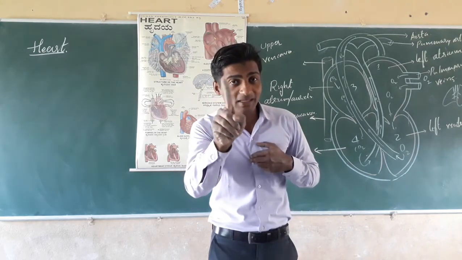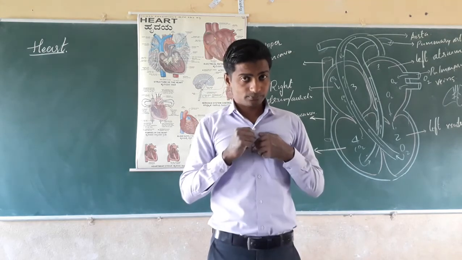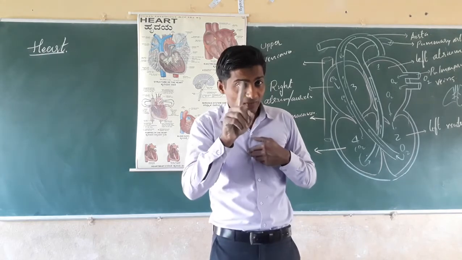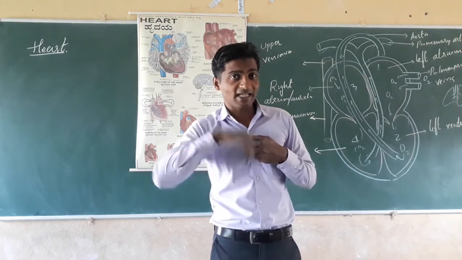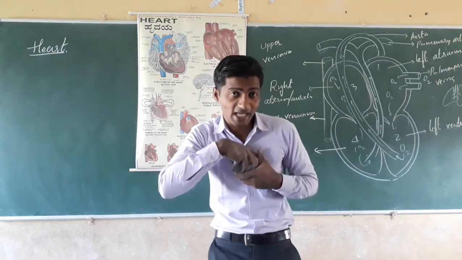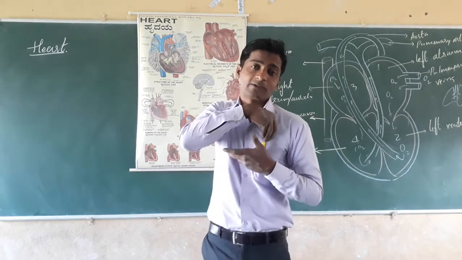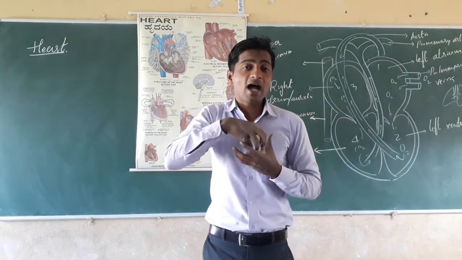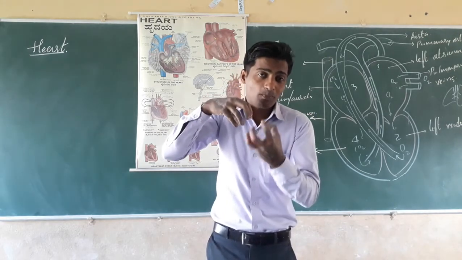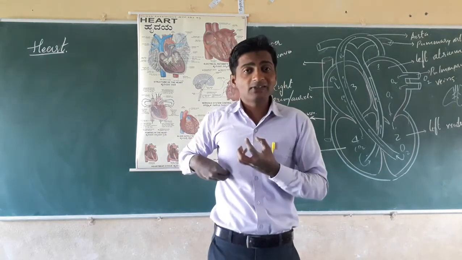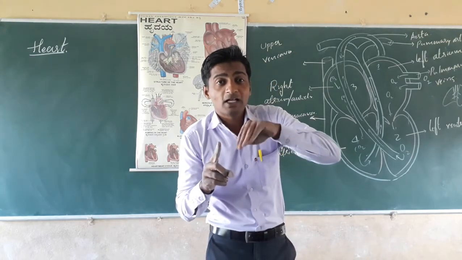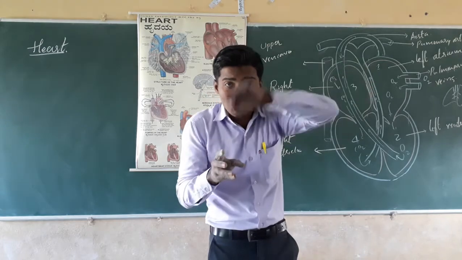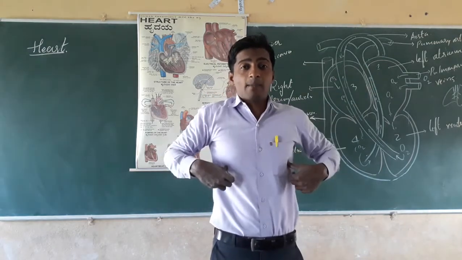But in the heart, the purification of blood will not go on. It means removal of carbon dioxide and adding of oxygen is not going on in the heart. Again the heart has to pump the blood to the lungs. Then in the lungs what happens? Purification of blood, it means removal of carbon dioxide and addition of oxygen, takes place in the lungs.